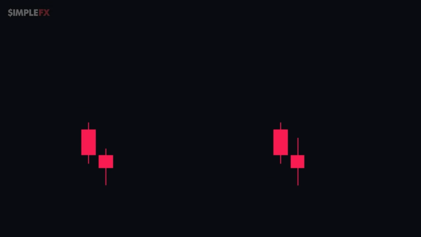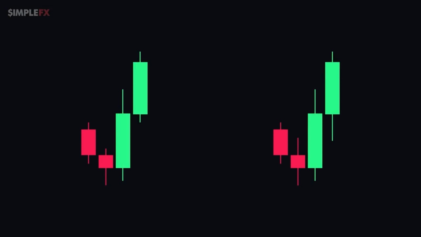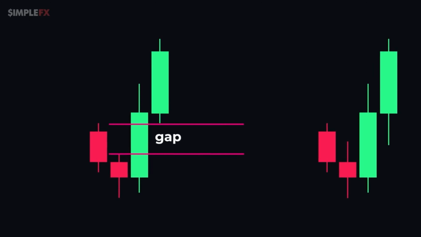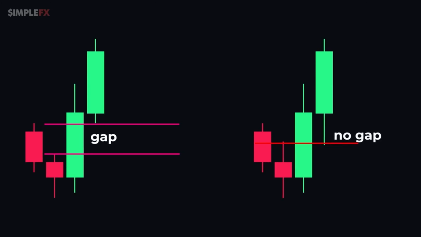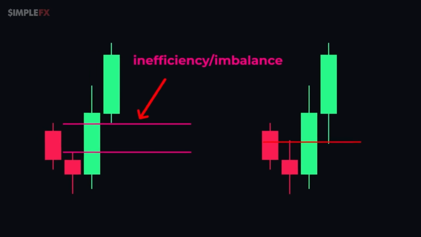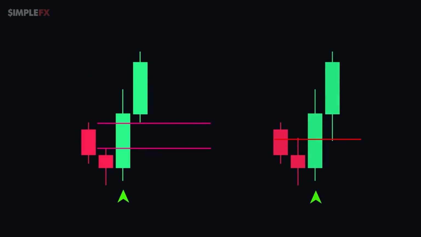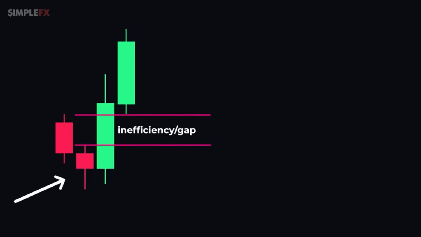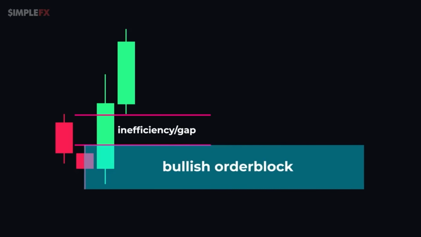Here we have 2 similar price movements. Both moved upward significantly. However, notice the key difference. The one on the left has a gap between the first candle's upper wick and the third candle's lower wick, while the one on the right doesn't have it, as the wicks are intersecting with the candle's full body. This gap is what's called an inefficiency or imbalance. So even though both setups show significant upward movement, only the left one counts as a valid order block because there's inefficiency. To draw the order block, take the first candle before the inefficiency and draw a rectangle over the full candle from the top wick to the bottom wick.